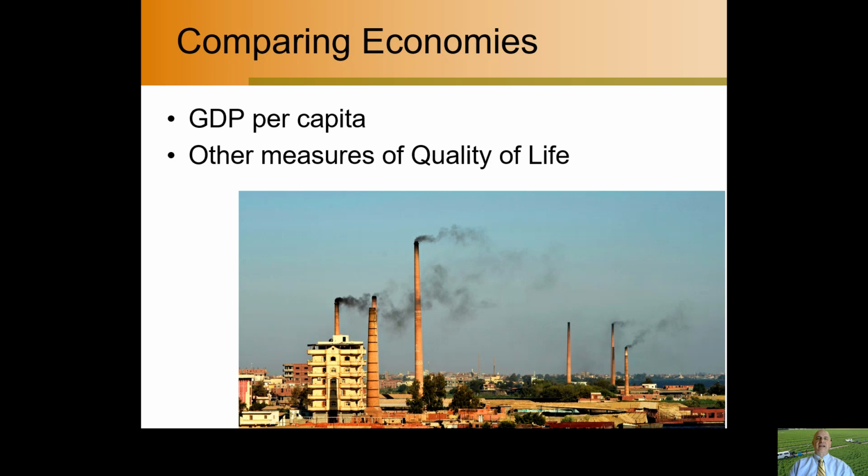One way that we look at that is called GDP per capita. So you'll examine the measure of GDP per capita and how that's calculated, as well as looking at other measures of quality of life. And then we can identify countries as being either lesser developed or possibly in transition to more advanced economies.